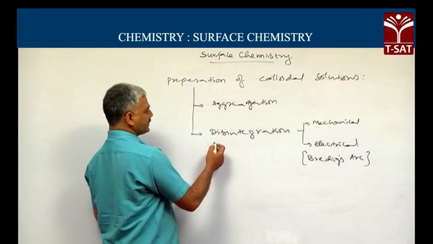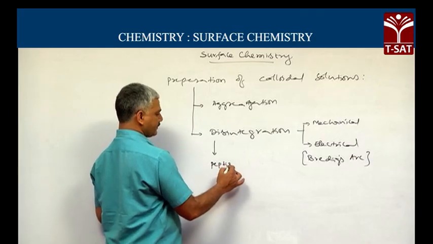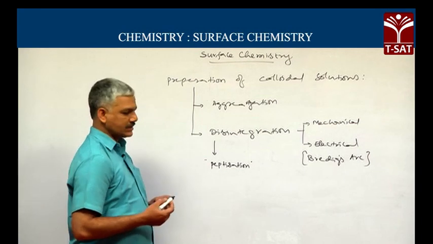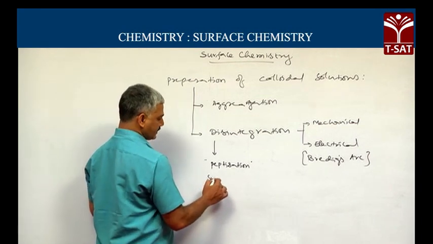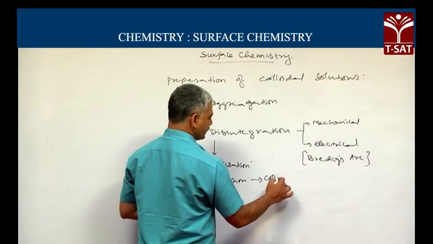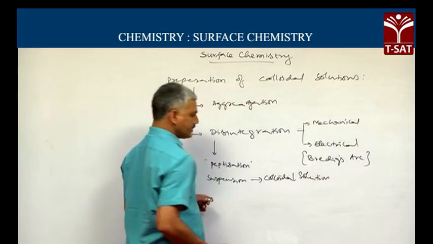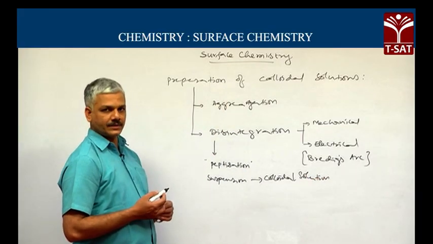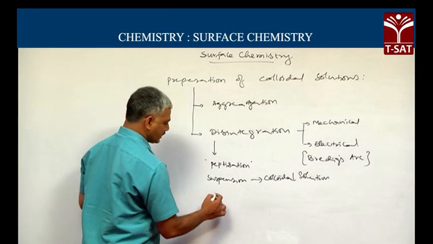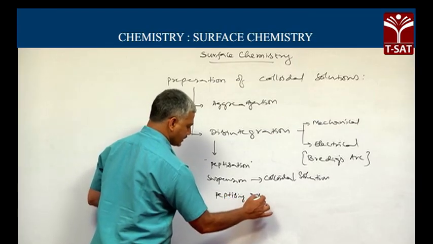Another method of disintegration process is known as peptidization. In this process of peptidization, a suspension is converted into colloidal solution in the presence of a suitable electrolyte. The electrolyte used for the purpose is called as a peptizing agent.